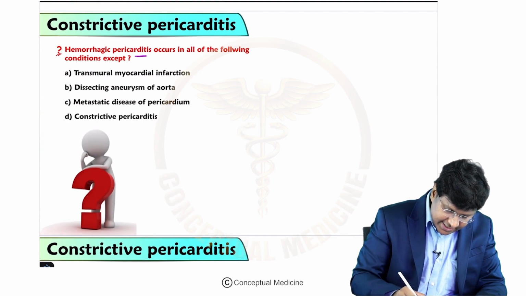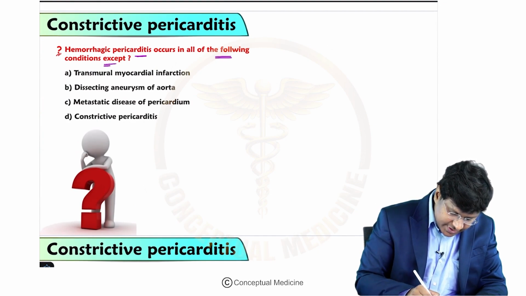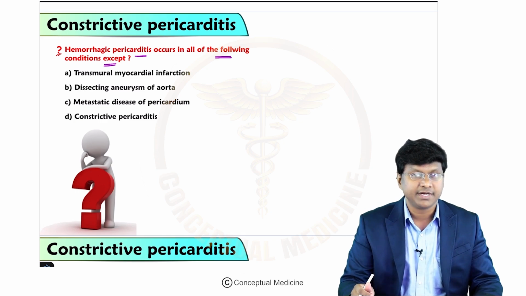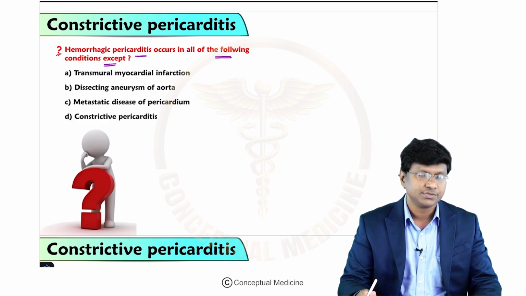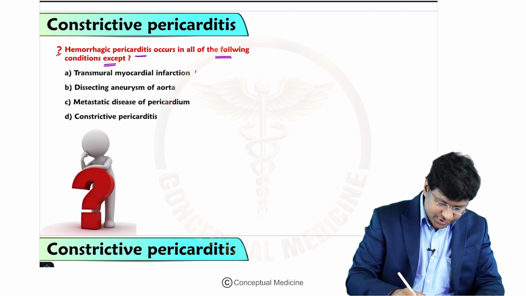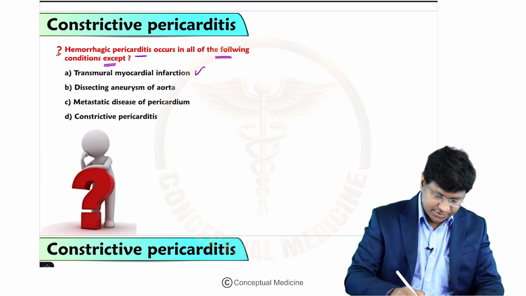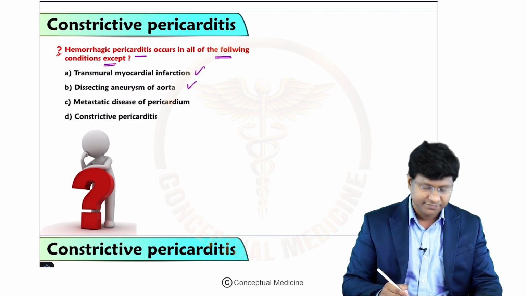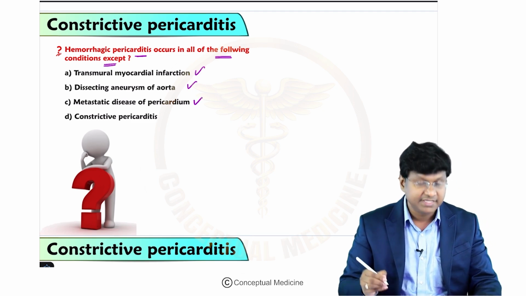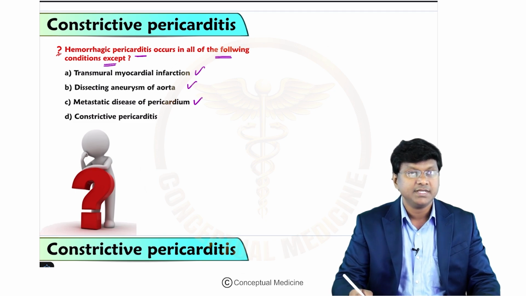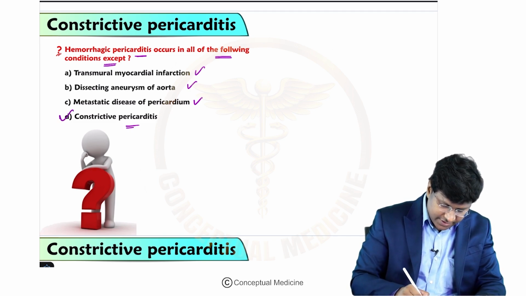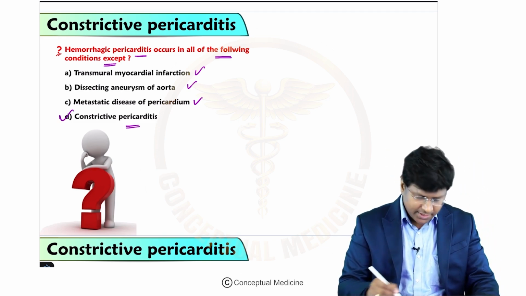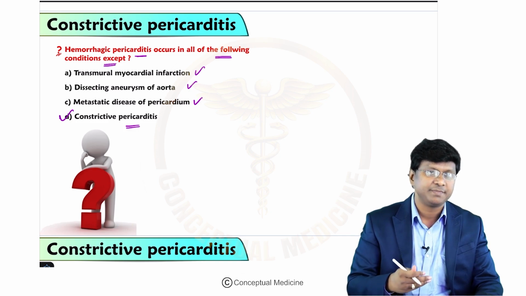Now, you see another question. Hemorrhagic pericarditis occurs in all of the following conditions except: transmural myocardial infarction, dissecting aneurysm of the aorta, metastatic disease of the pericardium, constrictive pericarditis. So let me tell you, hemorrhagic pericarditis, you will see that in transmural myocardial infarction, in dissecting aneurysm of the aorta, and in metastatic disease of the pericardium. The condition where you will not have hemorrhagic pericarditis is constrictive pericarditis.